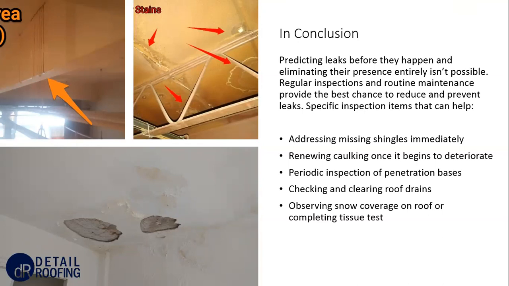Checking and clearing the roof drains to ensure that they're not going to cause any blockages, especially in periods of heavy rain or snow and ice accumulation that might indirectly lead to leak issues from flooding through the roof surfaces. And as we just saw, observing the overall snow coverage on roof surfaces to identify if there could be any attic ventilation issues, or completing a tissue test to see if there are any issues with ventilation in a bathroom space.